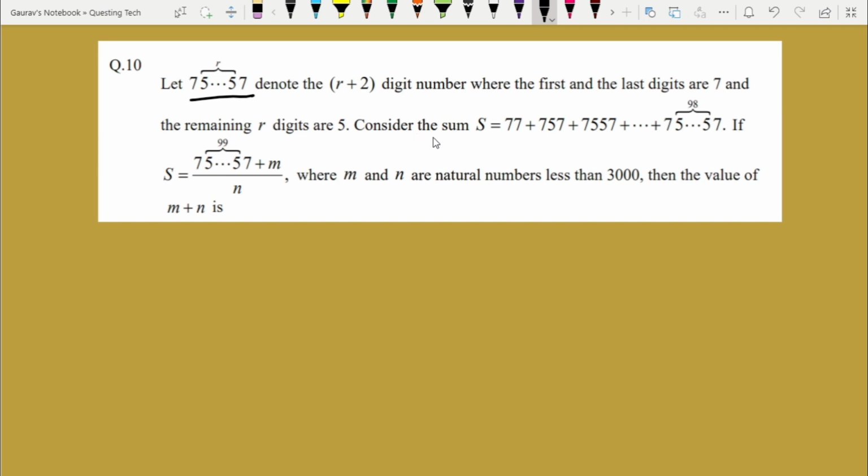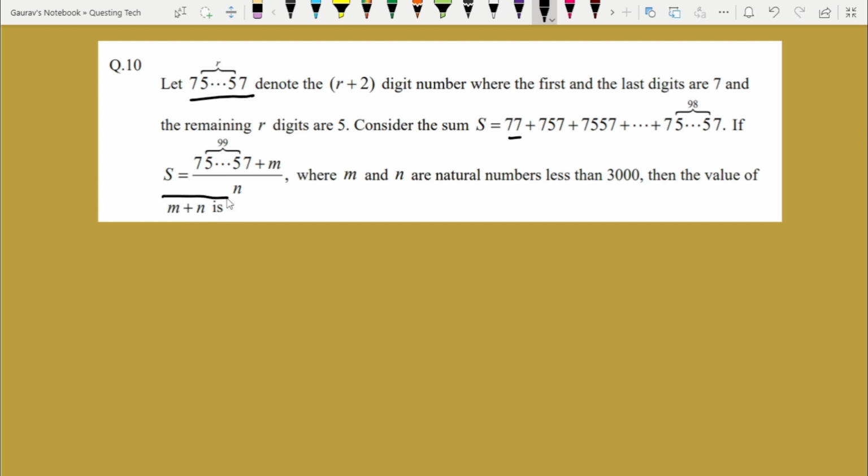Consider the sum equal to 77 + 757 + 7557 + ..., where each is a number in the sequence obtained by changing the value of r. Here the value of r is 0, here the value of r is 1, like this. And we need to find the values of m and n, which are natural numbers less than 3000, and then the value of m plus n.